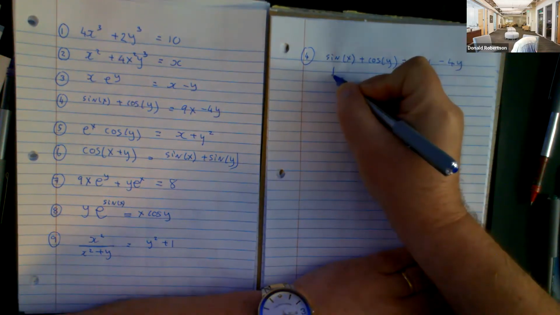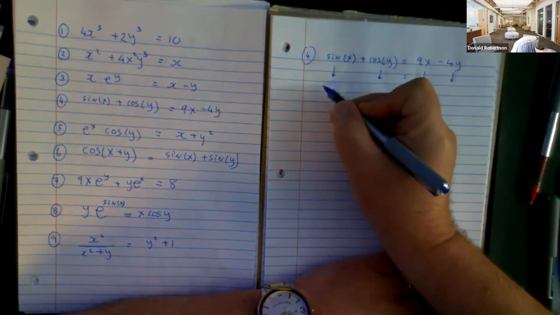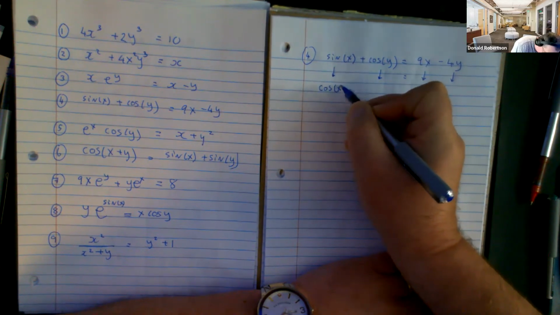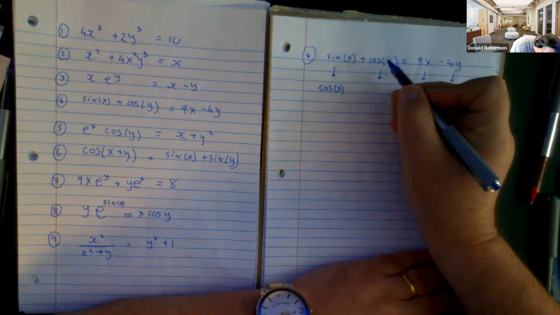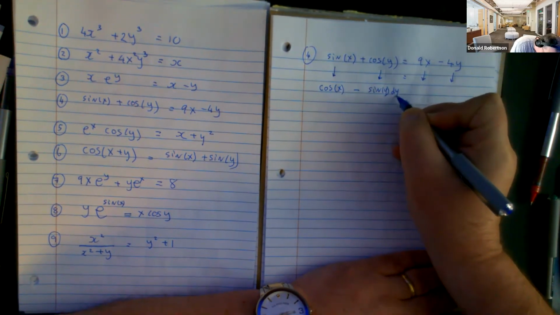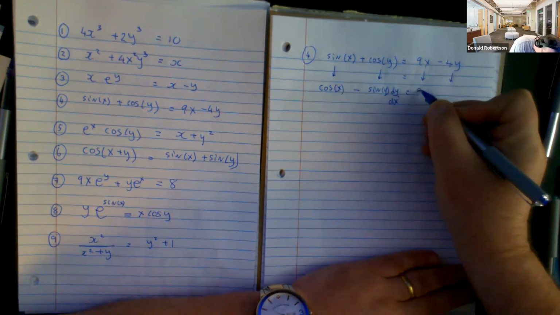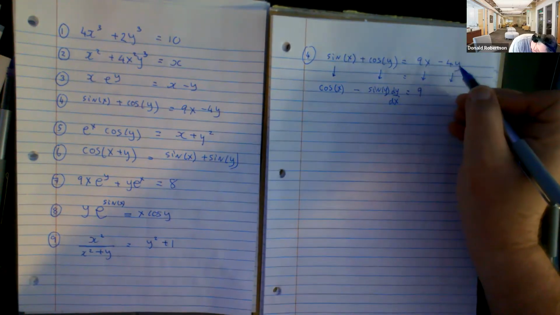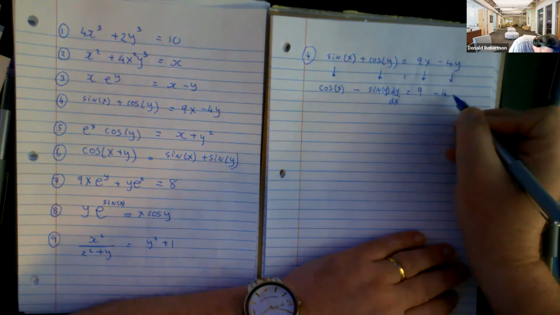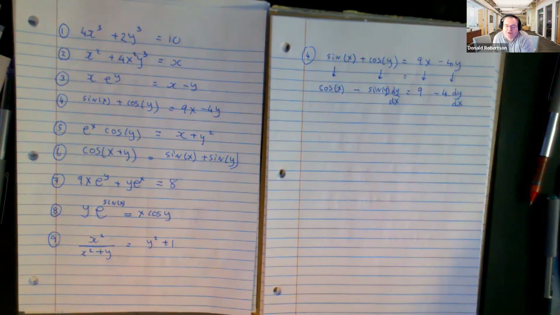Now, if you want to differentiate each piece, differentiate sine x, you will get cosine x. If you differentiate cosine of y, you will get negative sine of y, and remember to finish with a dy by dx when you do that. When you differentiate 9x, you just get a 9. But when you differentiate negative 4y, you get negative 4, and remember to finish with a dy by dx. So it's like a little mantra, kind of say it to yourself. When I differentiate a y, remember to finish with a dy by dx.